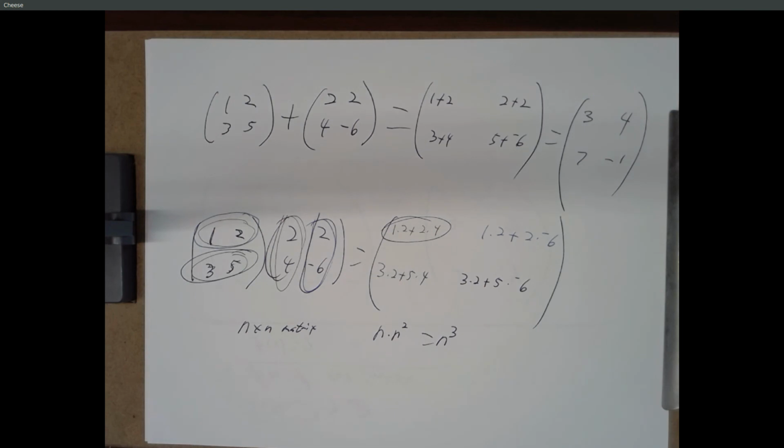So a 10 by 10 matrix takes 1,000 operations. A 100 by 100 matrix takes 1,000,000 operations. 1,000 by 1,000 matrix takes 1,000,000,000 operations. So matrix math gets expensive, and that's another hindrance on, you know, anything that depends on matrices, which is most stuff. So we're always looking for better ways to manipulate matrices.